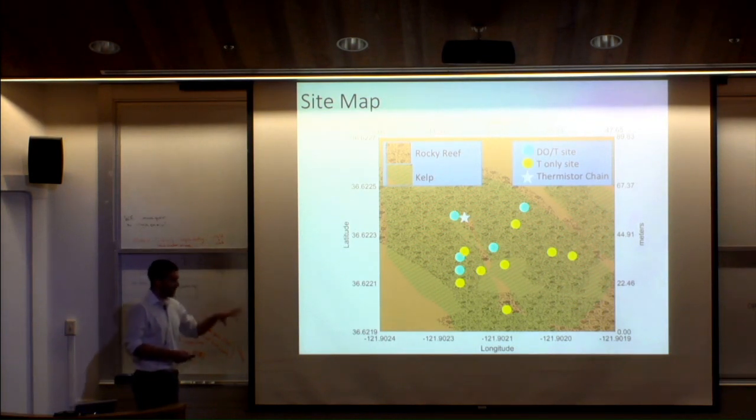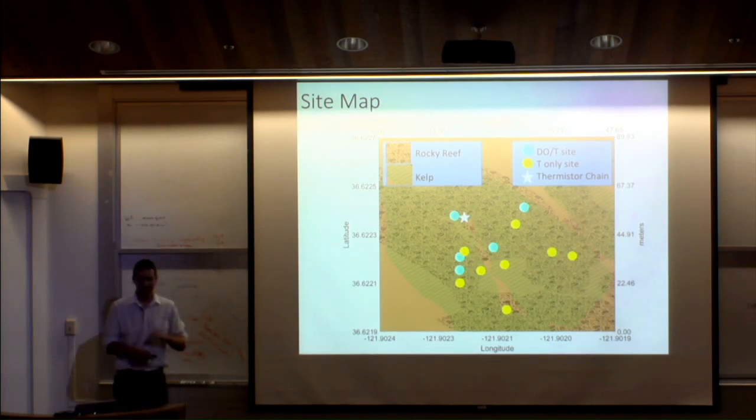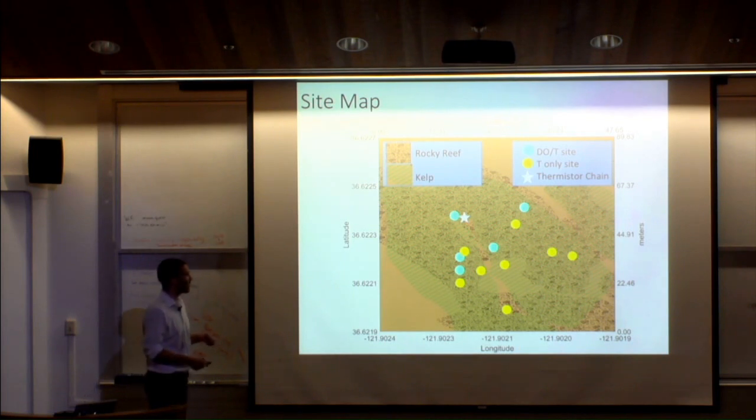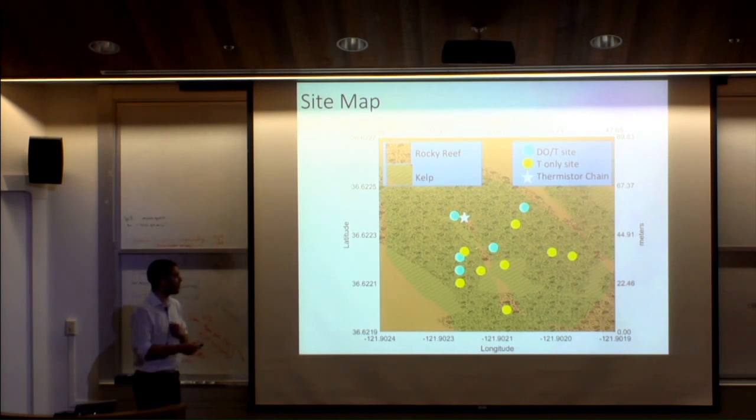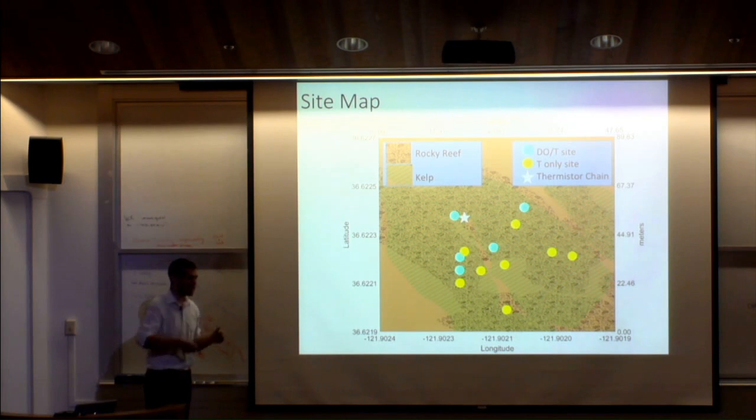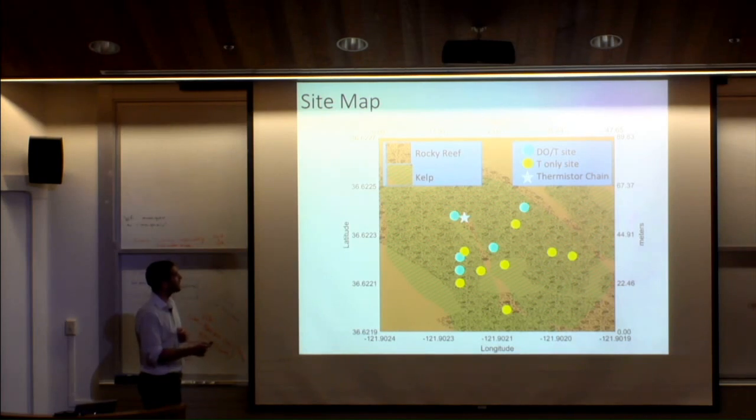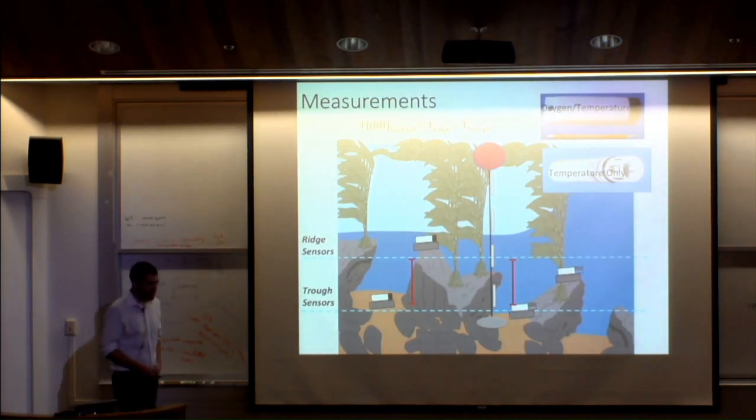And so just looking down on my site map, this is a very rough look at the layout of the reef in the area that I'm working at Hopkins. The cyan dots are the dissolved oxygen and temperature sites, and the yellow dots are just temperature. And my main thermistor chain is right here. And so when bores are coming in this way, the thermistor chain is relatively central to the site, at least in the cross-shore direction. And then the spatial scale of this is about 50 meters longitudinally and about 90 meters latitudinally.